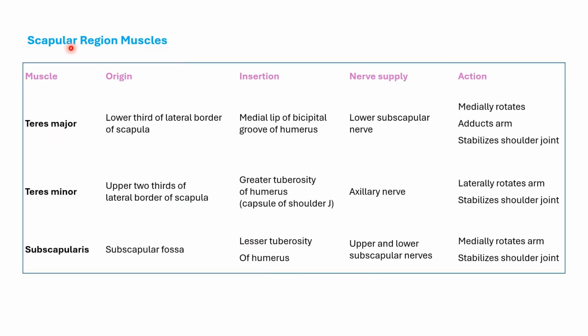Now we learn about three other muscles: teres major, teres minor and subscapularis. Teres major originates from the lower third of the lateral border of the scapula. Teres minor originates from the upper two-thirds of the lateral border of the scapula. And subscapularis originates from the subscapular fossa.